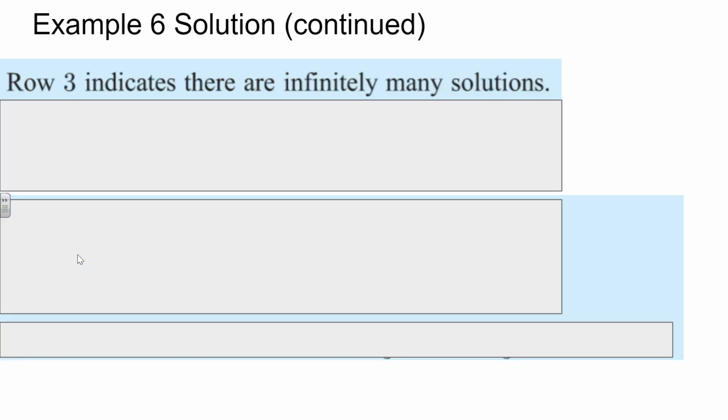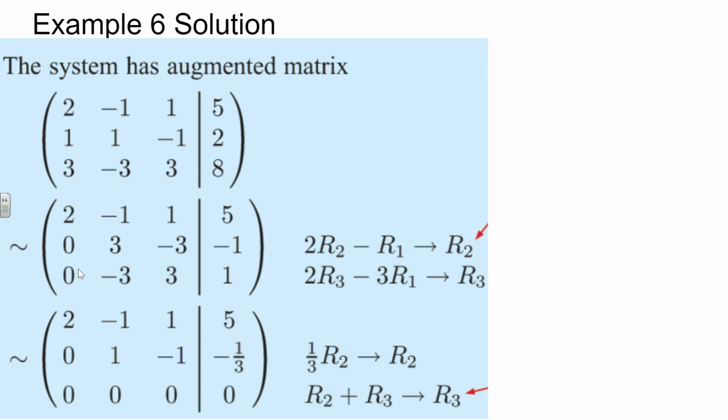That's going to get me 0 here. All right. Then I have a 3. I'm going to do 2 times R3 minus 3 times R1. That's going to give me 6 minus 6, therefore 0.